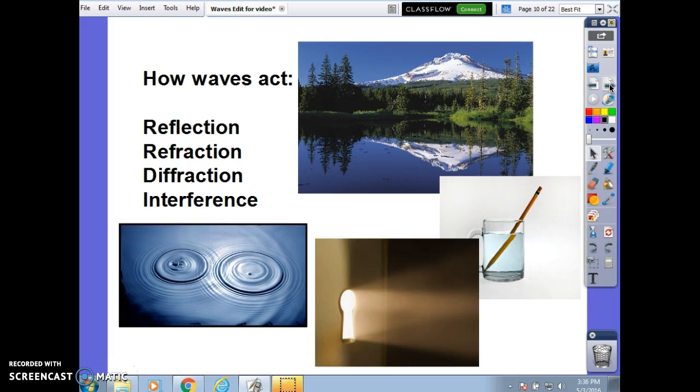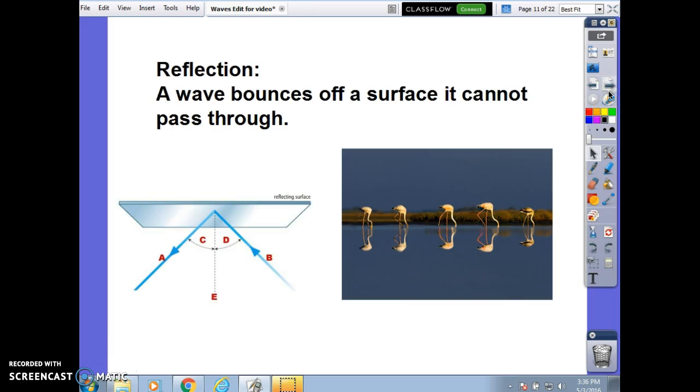Alright, so we also want to talk a little bit about how waves act. There are 4 ways that waves act here: reflection, refraction, diffraction, and interference. Now the first one is reflection. This is when a wave bounces off a surface and cannot pass through. So if you need to pause here, make sure you write this down next to number 1 under how waves act. You might also want to draw a little diagram showing that it bounces off.